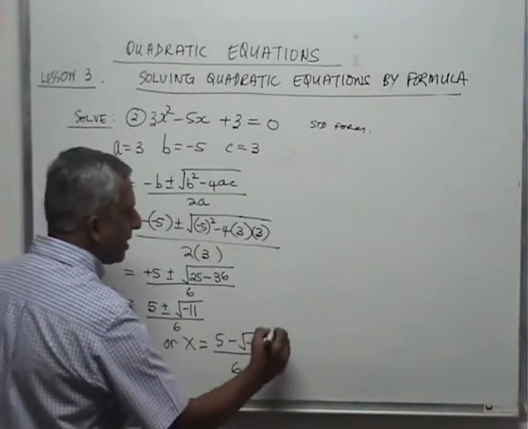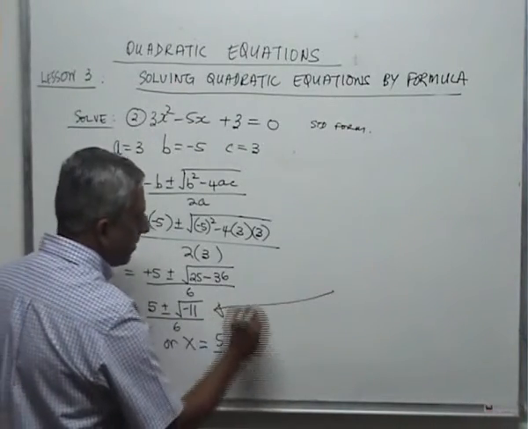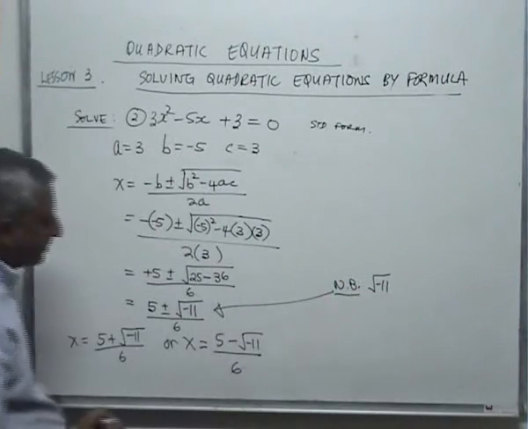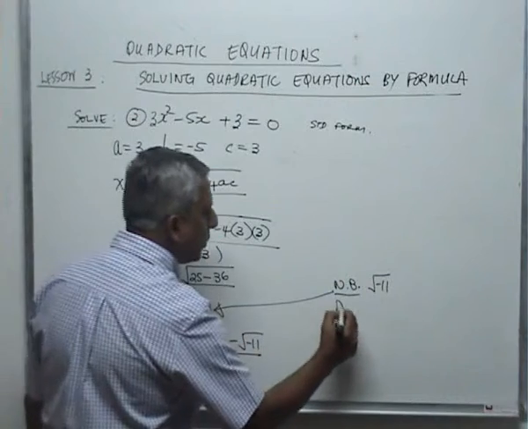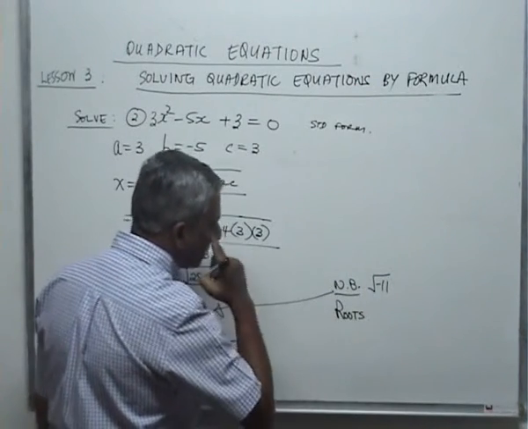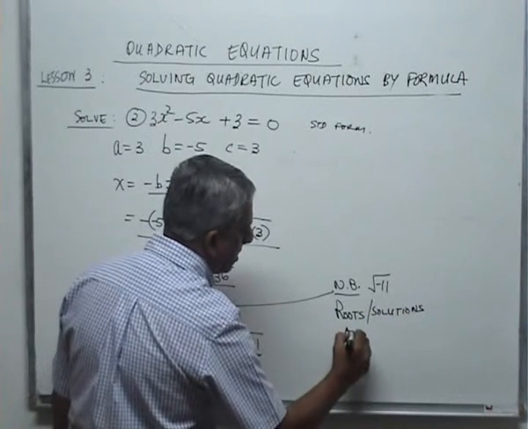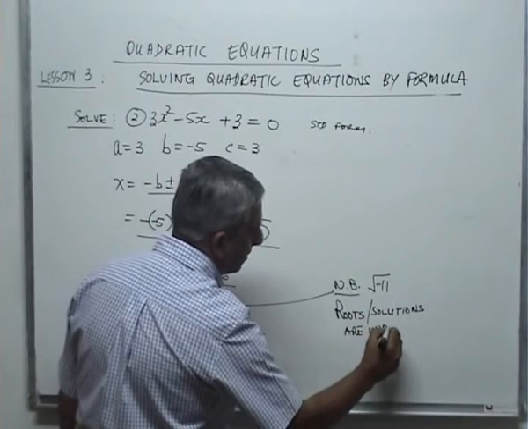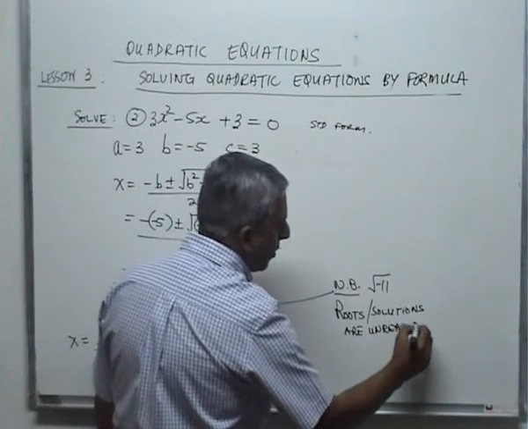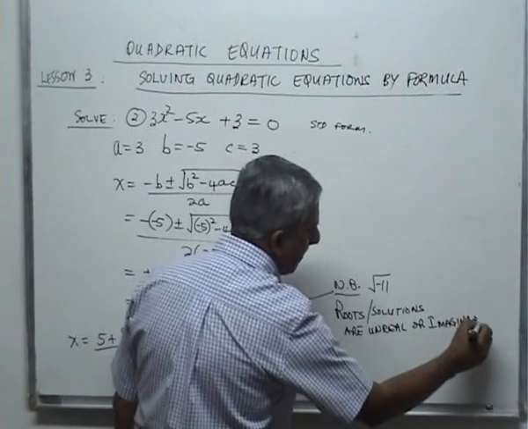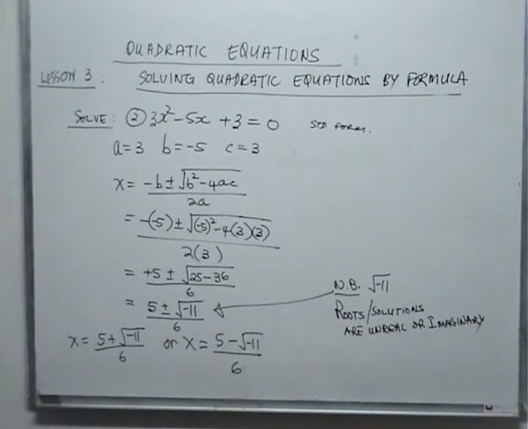Now note well in this case that we got the square root of minus 11. Therefore we say the roots, or the solutions, are unreal, or another word for unreal is imaginary. So the roots in this case are unreal or imaginary because you got the square root of a negative number.